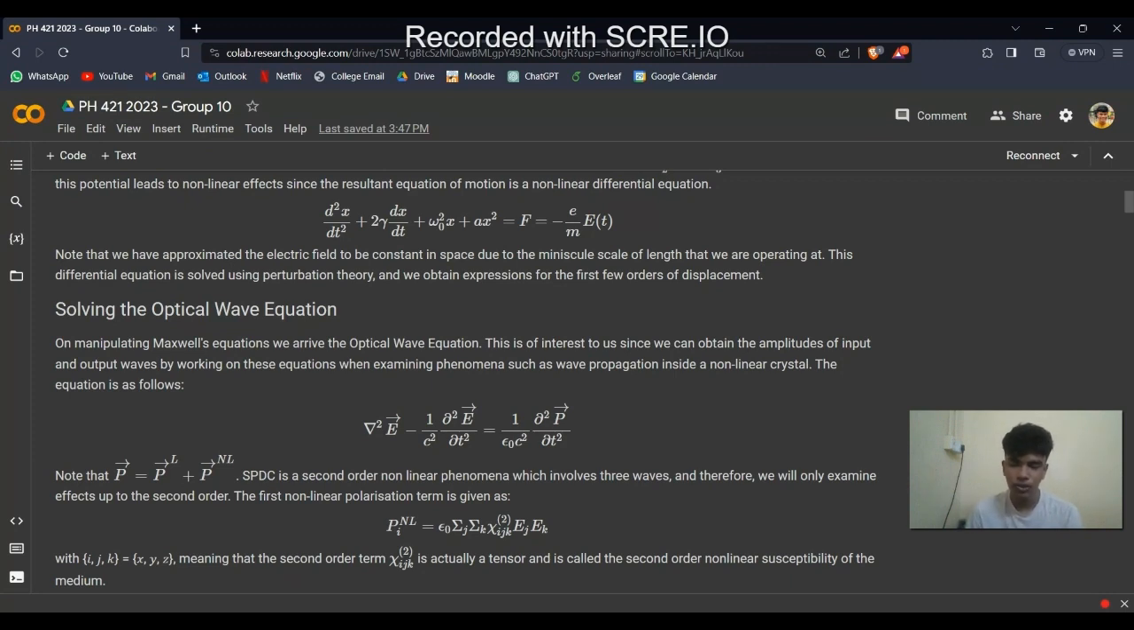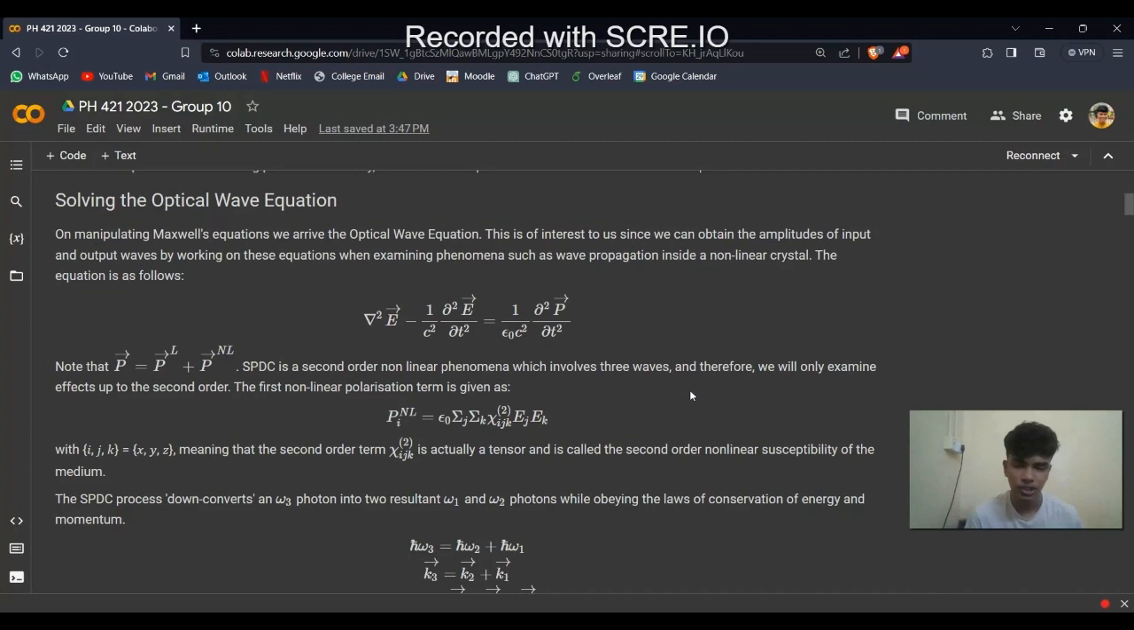Note that this P over here is the polarization which consists of both the linear and the nonlinear polarization. And SPDC is a second order nonlinear phenomenon. Therefore, we consider all these terms up till one nonlinear degree, which is basically the second order. The first nonlinear polarization term we get is P_i of NL, which is basically summation over j and k, chi ijk, where chi is the second order susceptibility tensor, E_j E_k times epsilon naught.